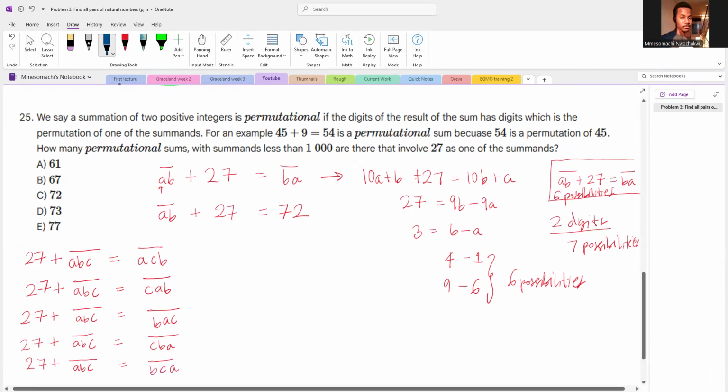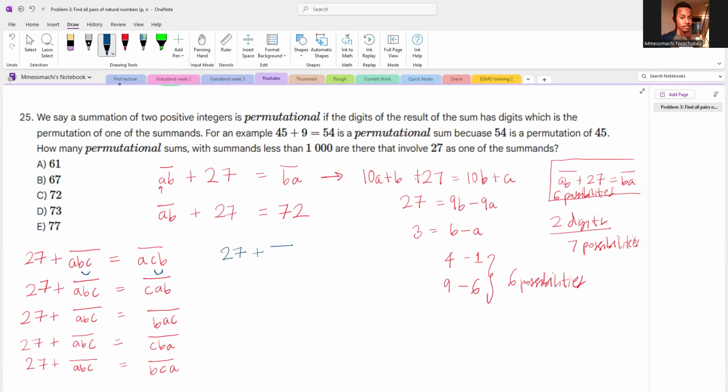Okay, I'm going to use a different color now. For the first case, we just have these two swapping places. So we have 27 plus ABC being equal to ACB. When we simplify this, we can take out the A from both sides. This reduces to 27 plus BC equals CB. Now, when we simplify it this way, we can take the A from both sides.